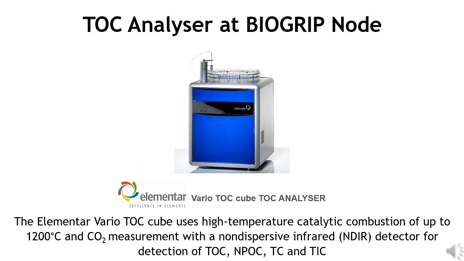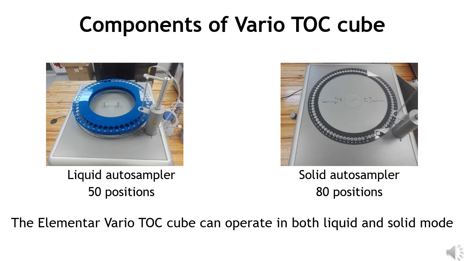At the BIOGRIP node, we are equipped with an Elementar Vario TOC cube, which uses high temperature catalytic combustion coupled to an NDIR detector for the detection of total organic carbon, non-purgeable organic carbon, total carbon, and total inorganic carbon. The Elementar Vario TOC cube can operate in both liquid and solid mode. In liquid mode, the TOC analyzer is equipped with a 50-position carousel, and in solid mode, with an 80-position carousel.